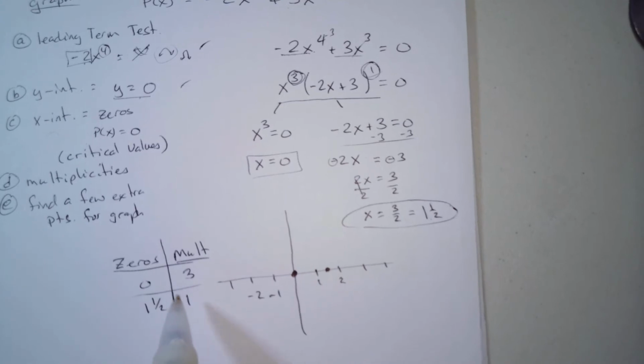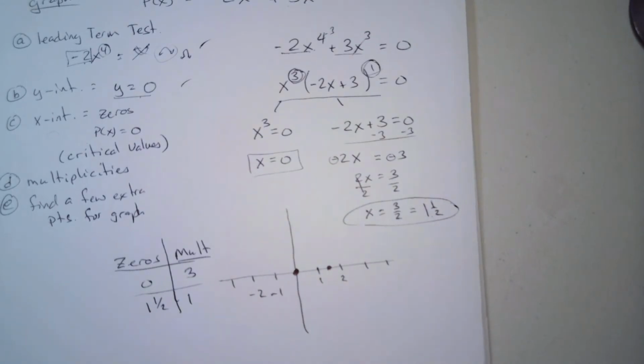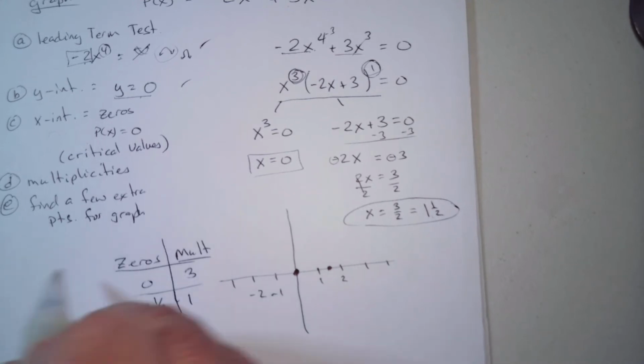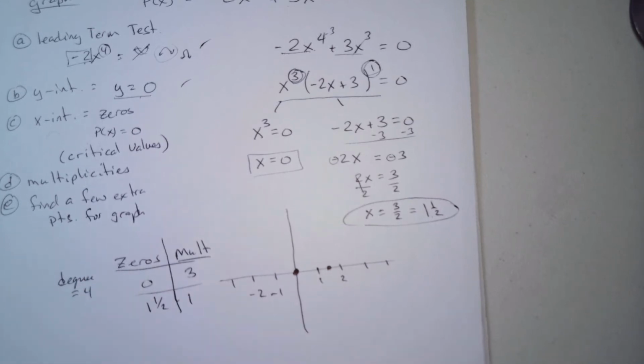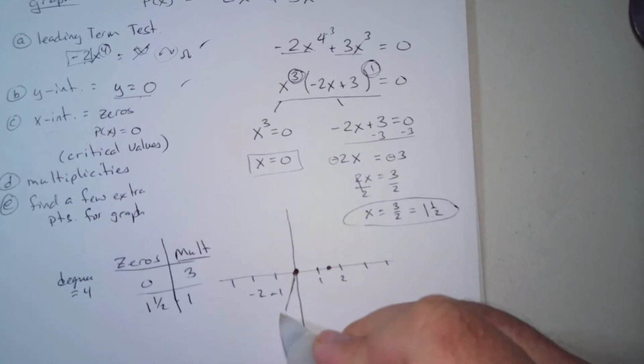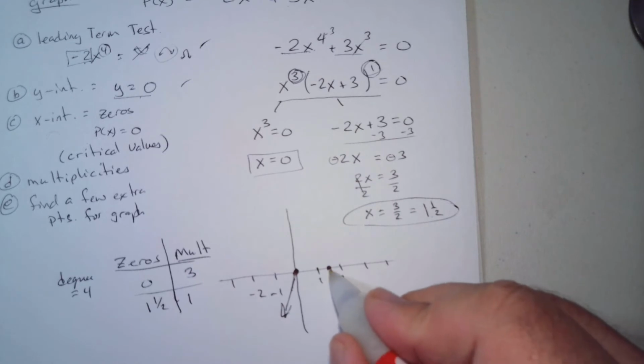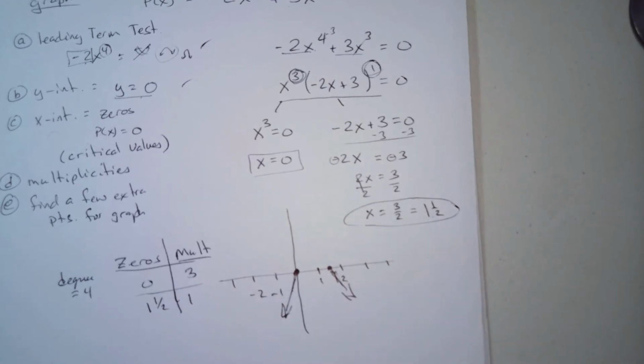Remember what I said last lecture, that if our multiplicity is odd, then the graph crosses at that point. It crosses the axis at that point. And if it's even, it touches. It just bounces. So we know that the degree of our equation is 4, which means both ends are pointing down. So we know that from these end points, from these last dots, the graph goes down.